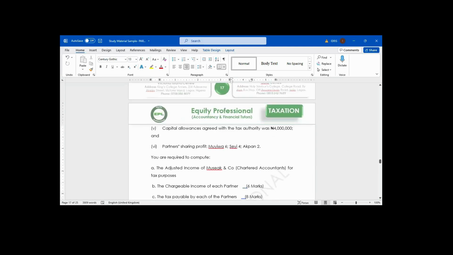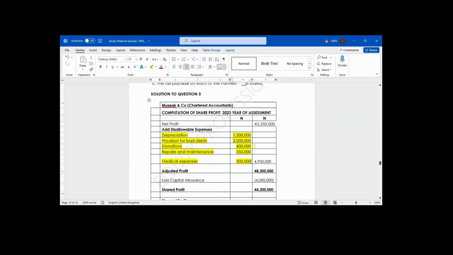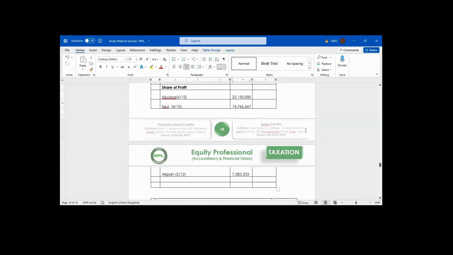What is the profit sharing ratio? 6:4:2. That means Muiwa will take 6/12, Sheyi 4/12, and Akpan 2/12.